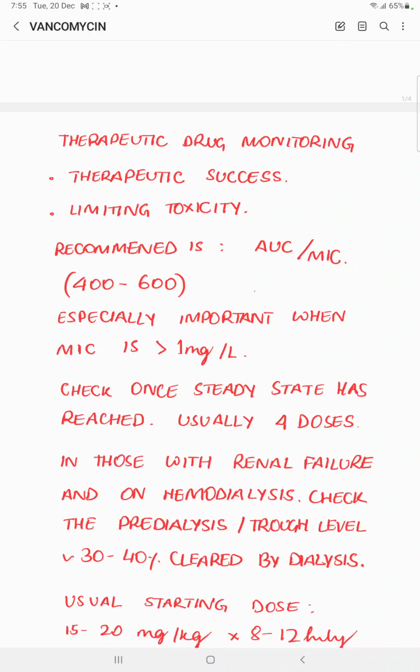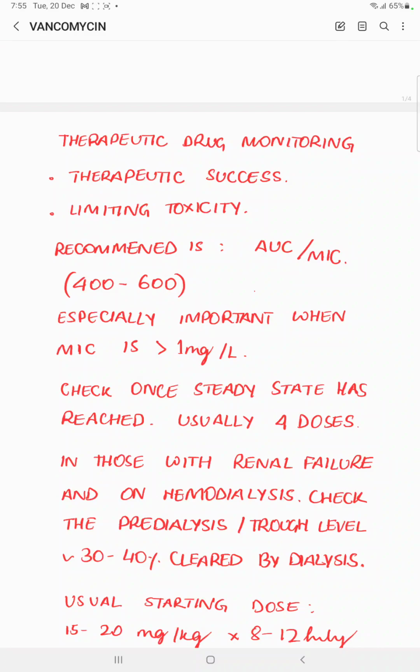What we do is we give the vancomycin. After 1 hour of infusion or so, we check the drug levels, and then before the next dose is due, we check the drug levels again. These two values we put in some proprietary software, and that gives you the area under the curve, and then you can calculate the AUC by MIC ratio.